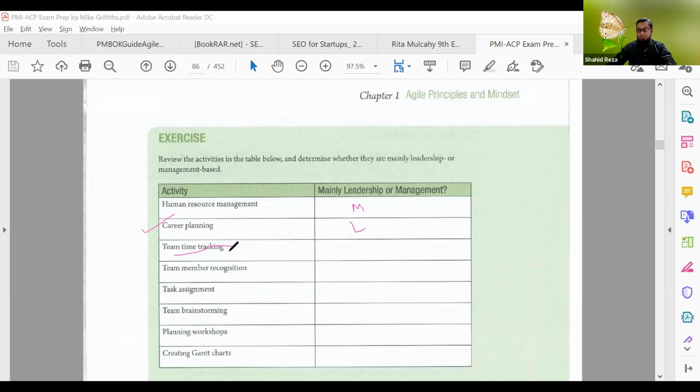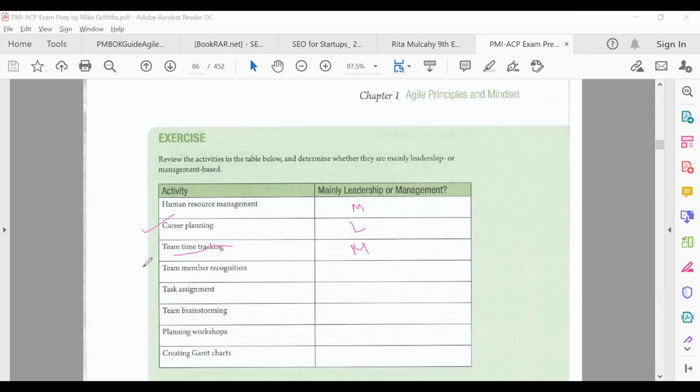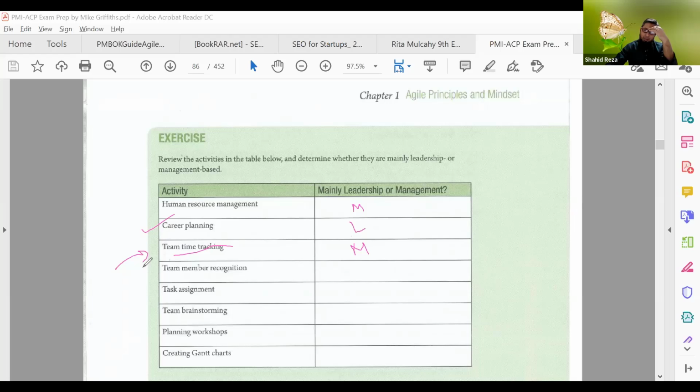Team time tracking. Management or leadership? Management. It's management, right? They will be more focused on whether you are doing this or that, or doing timely or not. That will be their main focus. So they will actually follow the time tracking systems. But as I talked about in agile teams, self-organizing, cross-functional, they actually manage their own time. So they don't actually wait for the manager. So this is actually management.